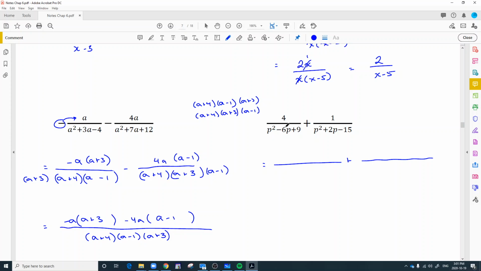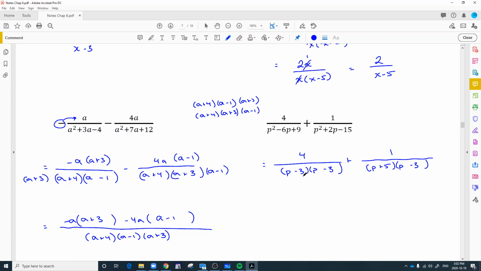I'm going to factor my denominators first. So I have P and a P. I'm looking for two numbers that multiply to give me positive 9 and add to give me negative 6. It's going to be negative 3 and negative 3. For this one, I got a P, I got a P. I'm looking for two numbers that multiply to give me negative 15 and add to give me 2, which are positive 5 and negative 3. I've got my 4, I've got my 1.